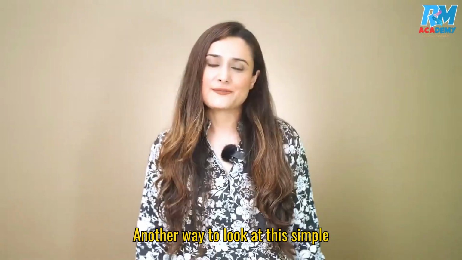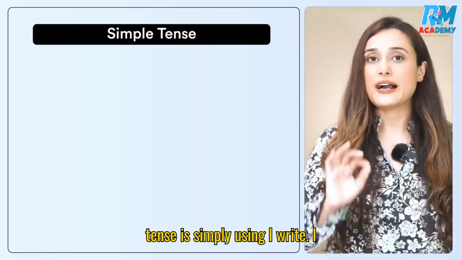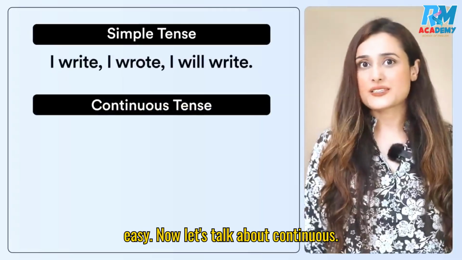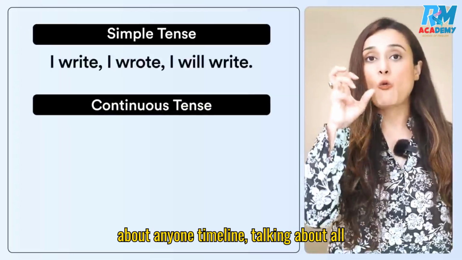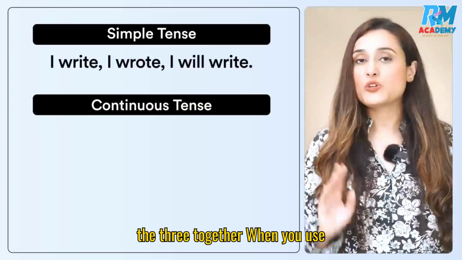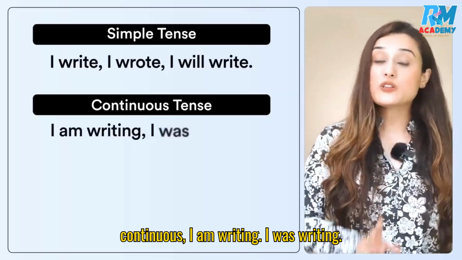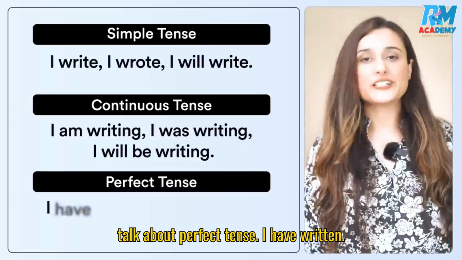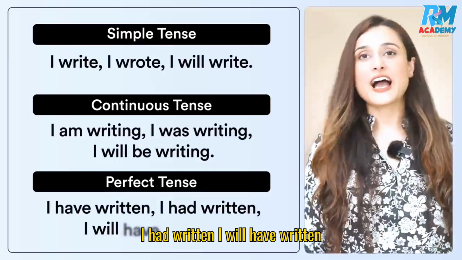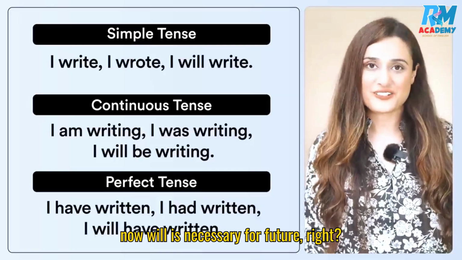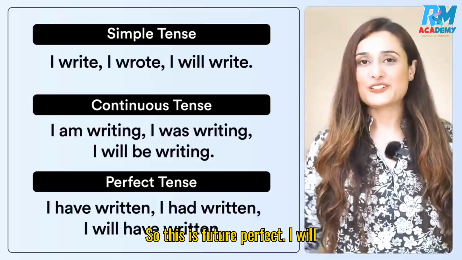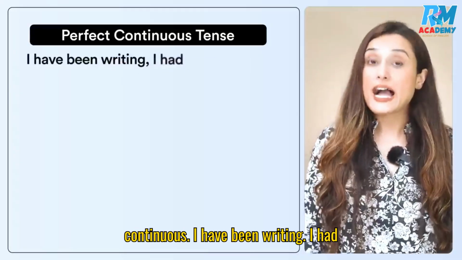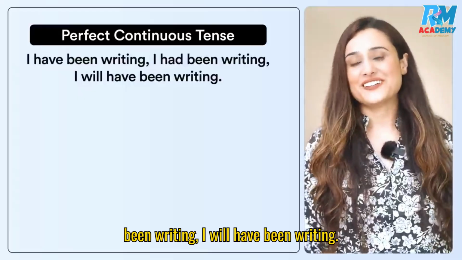Another way to look at this, simple tense is simply using I write, I wrote, I will write. Simple is simple, easy. Now let's talk about continuous. And I'm not just specifically talking about any one timeline, talking about all the three together. When you use continuous, I am writing, I was writing, I will be writing, okay? Now let's talk about perfect tense. I have written, I had written, I will have written. Now will is necessary for future, right? So this is future perfect. I will have written. Okay. Last one, perfect continuous. I have been writing. I had been writing. I will have been writing.